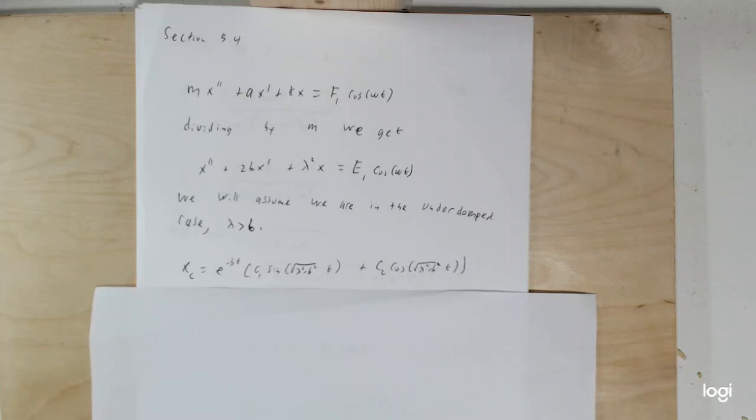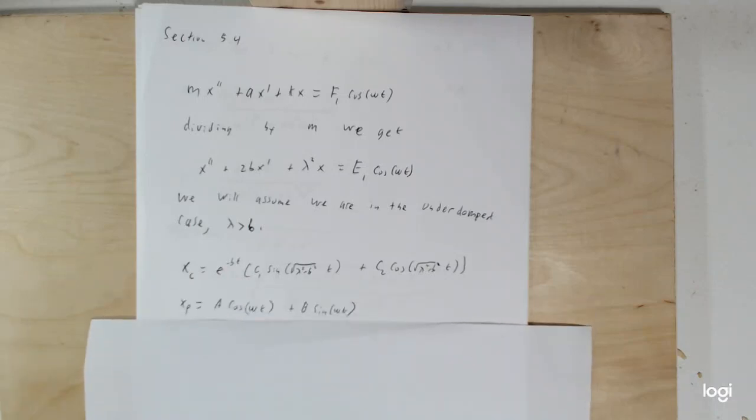Okay, since it's in the underdamped case, we get our complementary solution here. e to the minus bt, and then we get a C1 sine of square root of lambda squared minus b squared times t, and a C2 times cosine of square root of lambda squared minus b squared times t. Notice, over time, though, this is going to die out because of this exponential decay term out there.